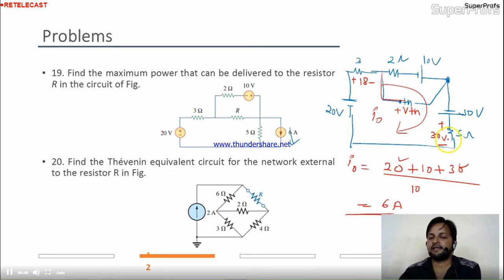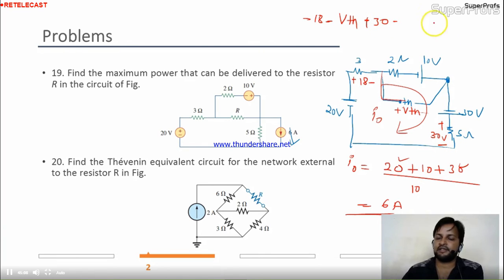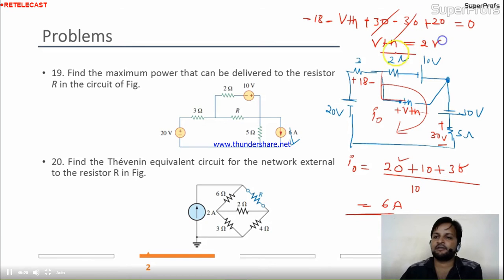Is it okay? And now in this mesh, I can apply the KVL over here. So I'll start from here. This is minus 18 I'm getting. Here I'm getting minus VTH. I'm coming to this, I'm getting minus 30. Here I'm getting plus 30. Here I'm getting minus 30. I'm coming to this side, and at the end I'm getting plus 20 equal to 0. So finally, this 30 will cancel out. Finally, VTH is nothing but 2 volt. So for this circuit, VTH is 2 volt.